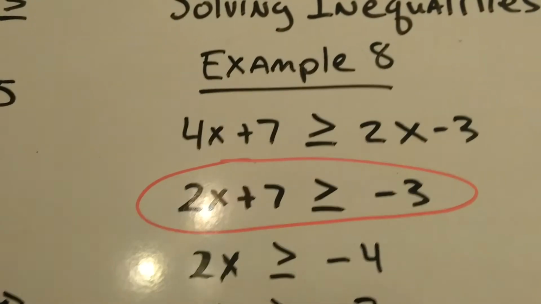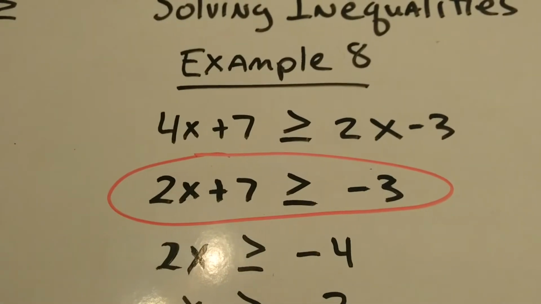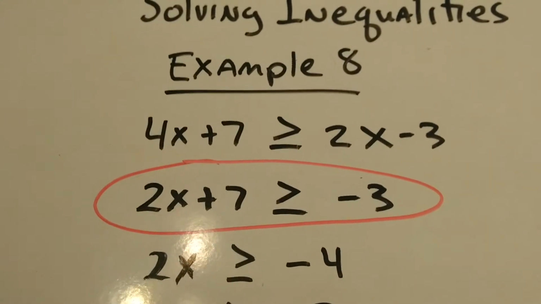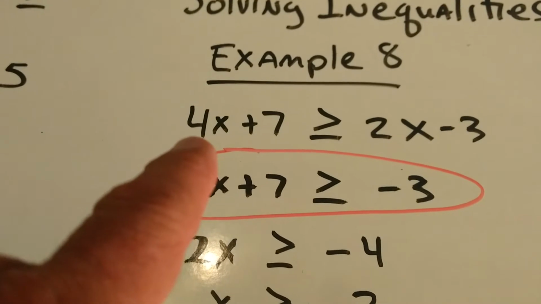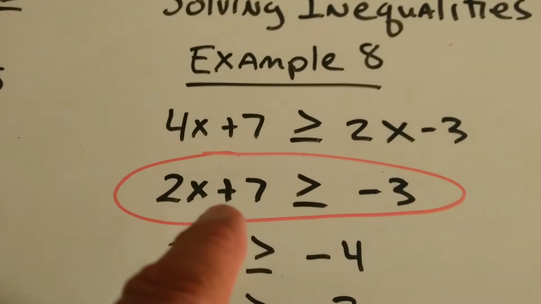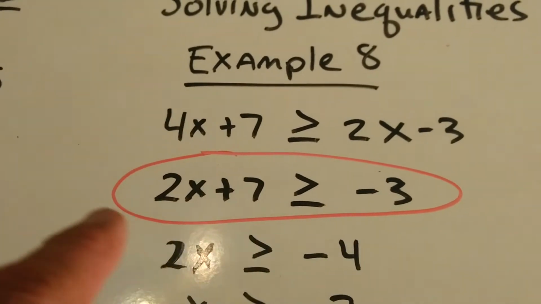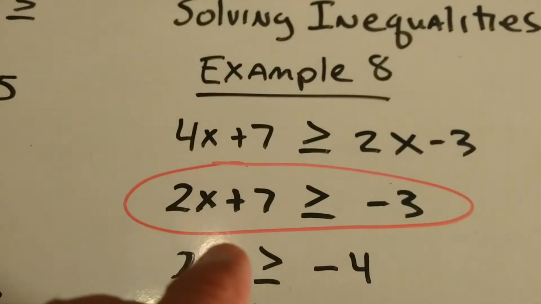Went over here to example 8. It says 4x plus 7 greater than or equal to 2x minus 3. Again, we're going to get in two-step form. So the first thing I'm going to do is subtract this 2x over from 4x. It's going to be 2x plus 7 greater than or equal to negative 3. Now I'm in two-step form. I've circled it in red to indicate to you that I'm in two-step form.